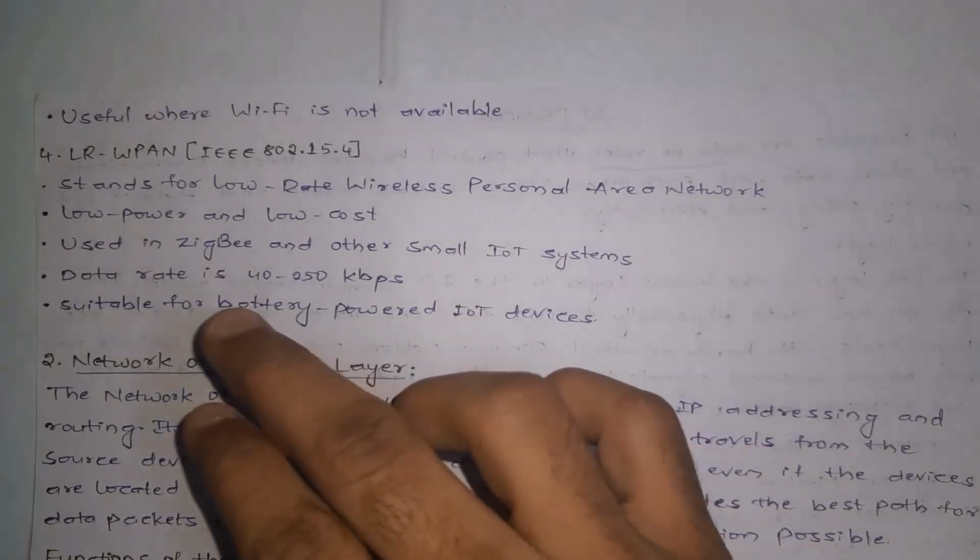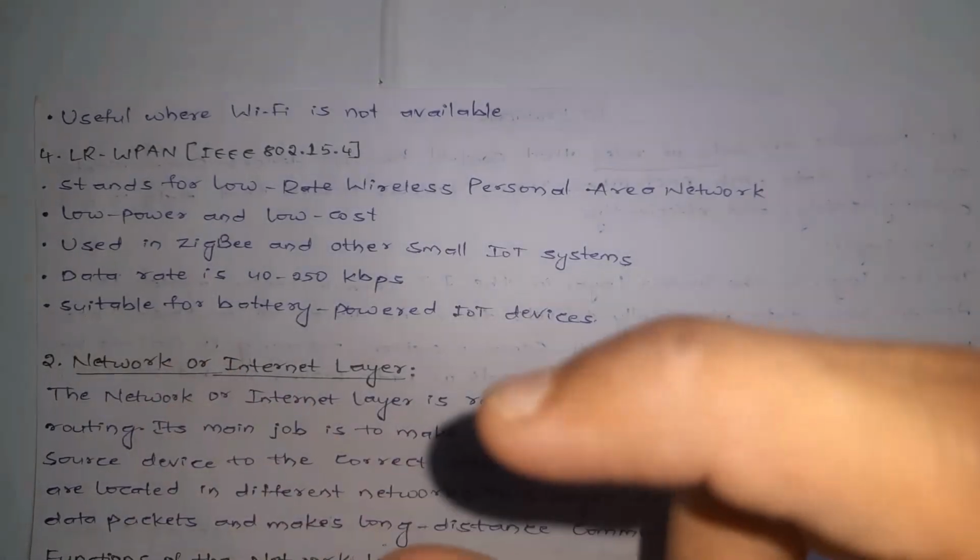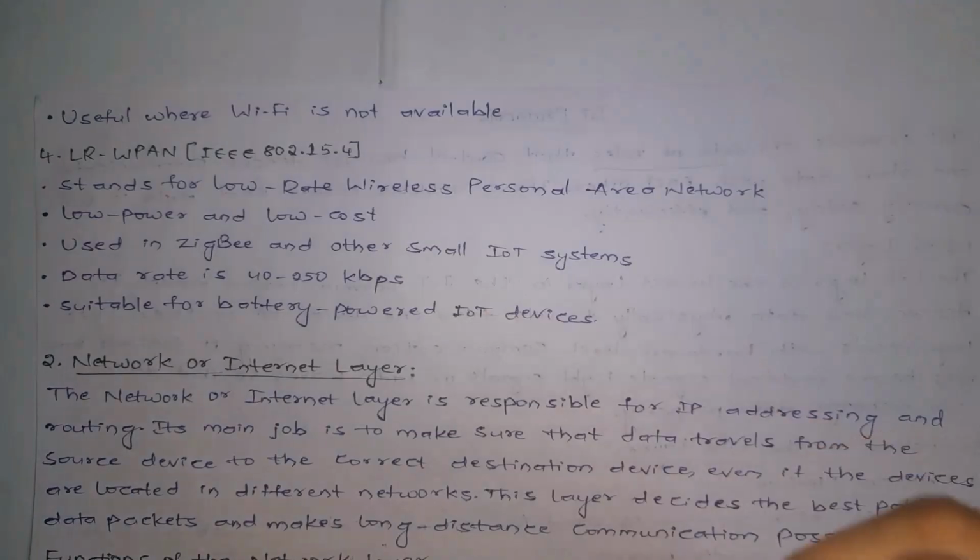And this data ranges between 40 to 250 kbps. If you consider IoT devices which work on battery, this LR-WPAN is suitable for those devices.